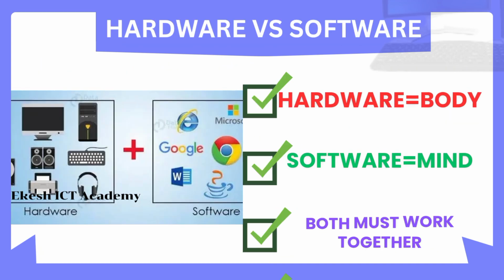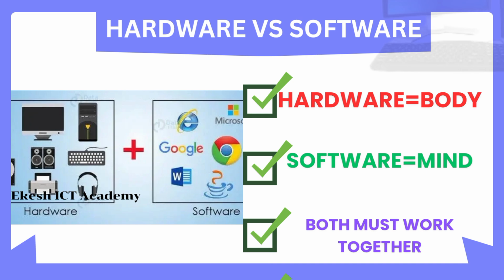Hardware versus software. Think of it like this. Hardware is like the body and software is like the mind. The body can move and act, but without the mind giving instructions, it cannot do anything useful. Similarly, software cannot do anything by itself without hardware. This is why both must work together to make a computer useful.